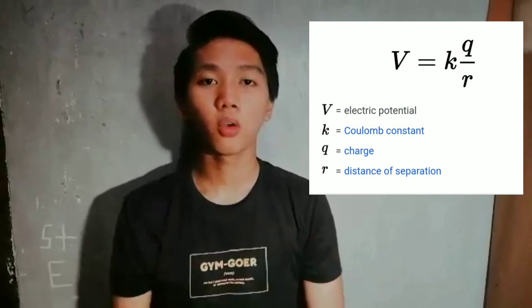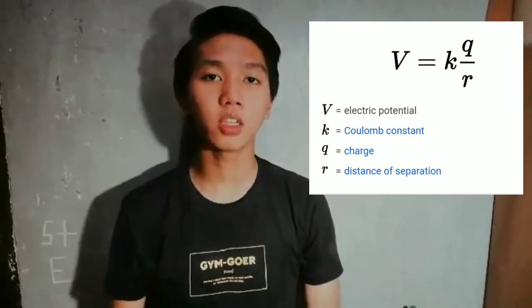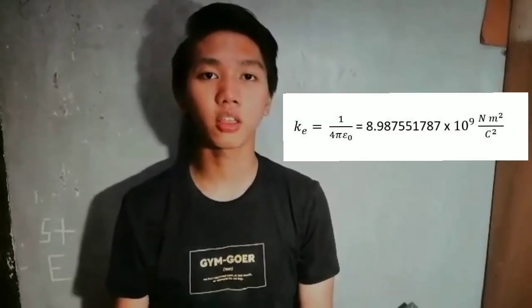The formula for the electric potential is V = kQ/r, where V is the electric potential, k is Coulomb's constant, Q is the point charge, and r is the distance between the charge and the point. The SI unit for electric potential is the volt, in honor of Alessandro Volta, and 1 volt is equal to 1 joule per coulomb.